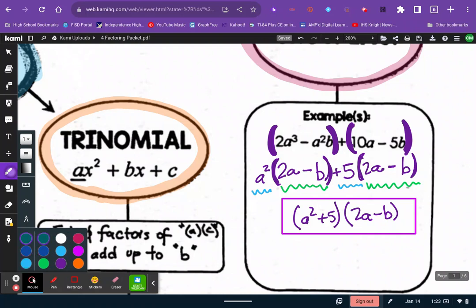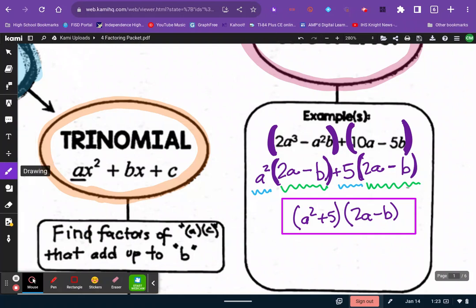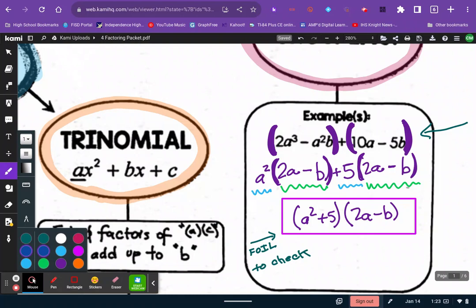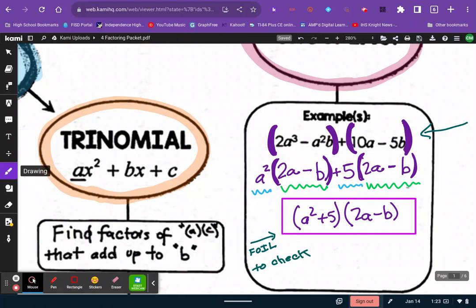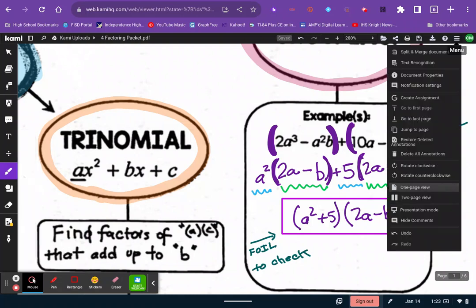If you are unsure and you want to check, you could take what you think is your final answer and use FOIL, first, outer, inner, last. You could multiply here, and you should end up with the beginning polynomial. That way you could always check if you want. Okay, so let's go forward and look at some other examples in the packet.